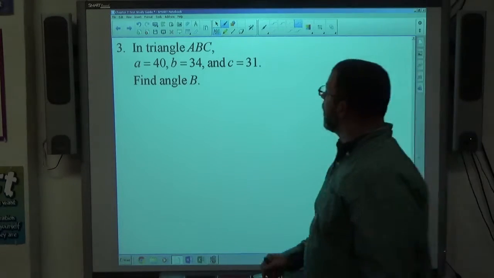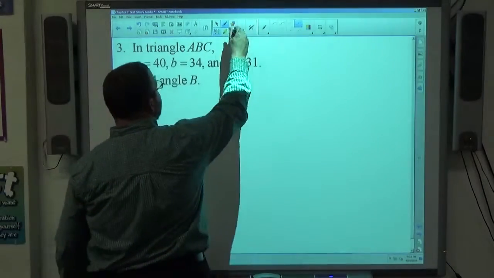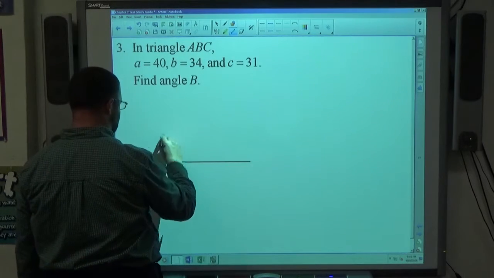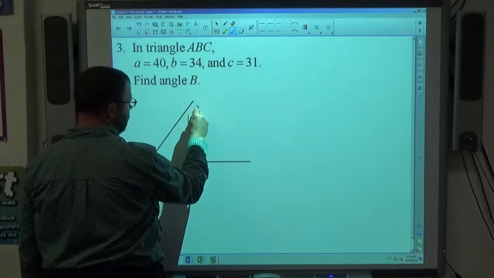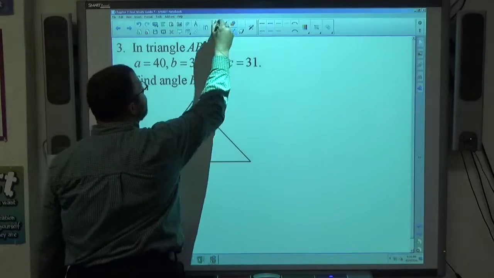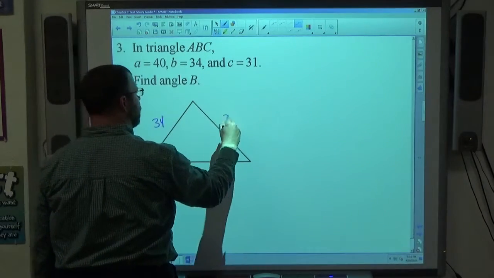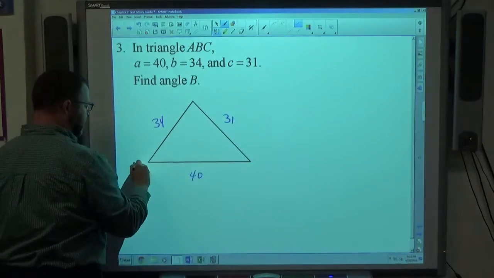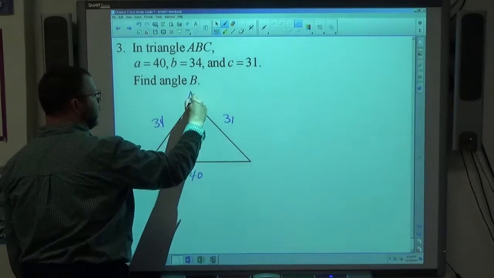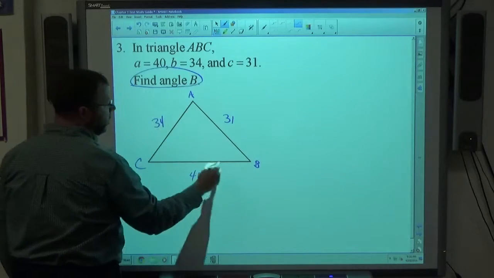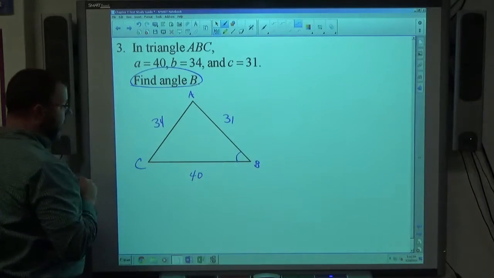Number 3, we have a triangle ABC, 3 sides. A is the longest, B is second longest, and C is the shortest. So let's just say that this is 40 down here, we'll call this 34, and this is 31. Side C is opposite angle C, side A is opposite angle A, and side B is opposite angle B. It says find angle B, which is this angle over in the corner.